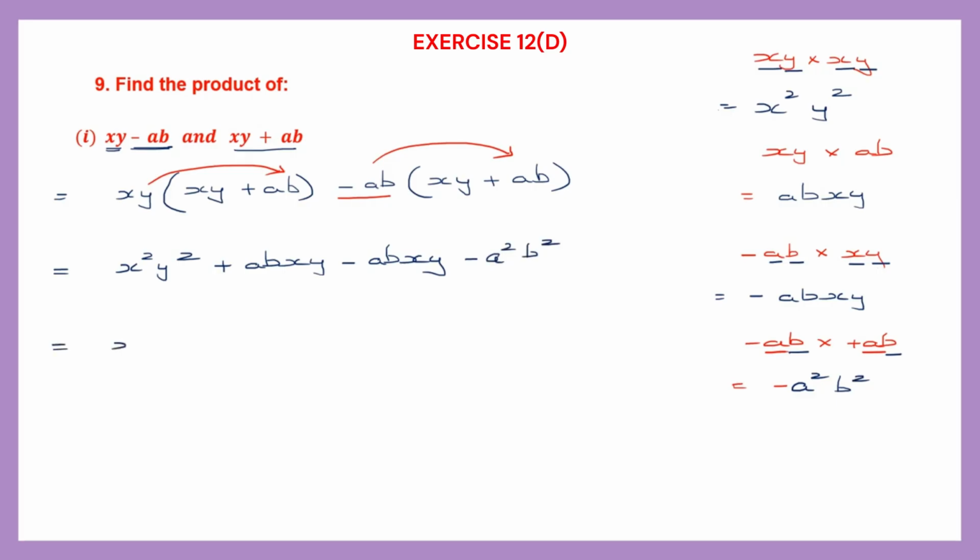X square y square. Now look at this. Here we have plus abxy and here we have minus abxy. That means this is plus 1 and this is minus 1. Plus 1 minus 1 is 0. So these two will get cancelled. So what is left is minus a square b square, which comes after that. So this is the final answer. X square y square minus a square b square.